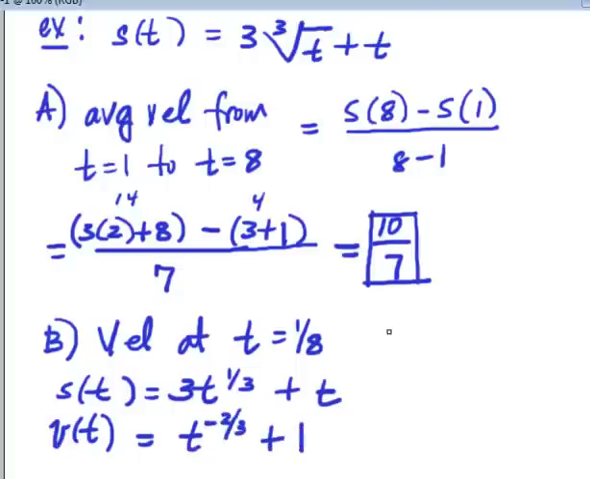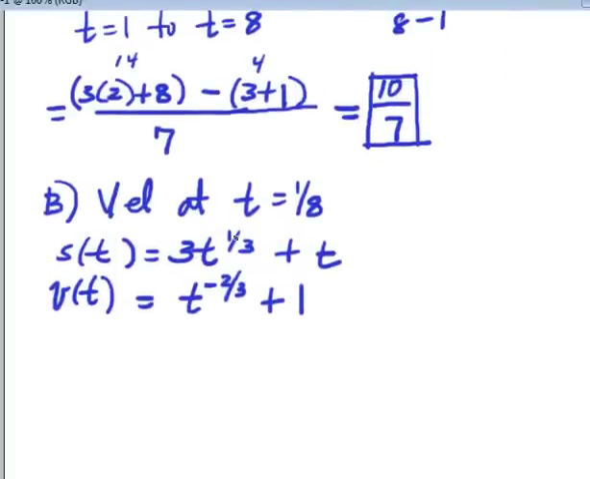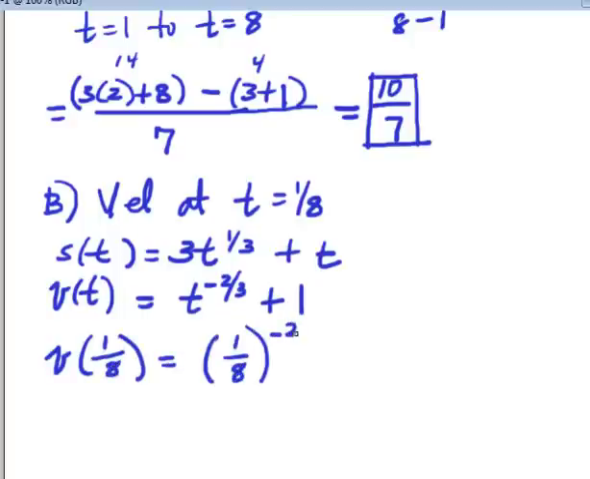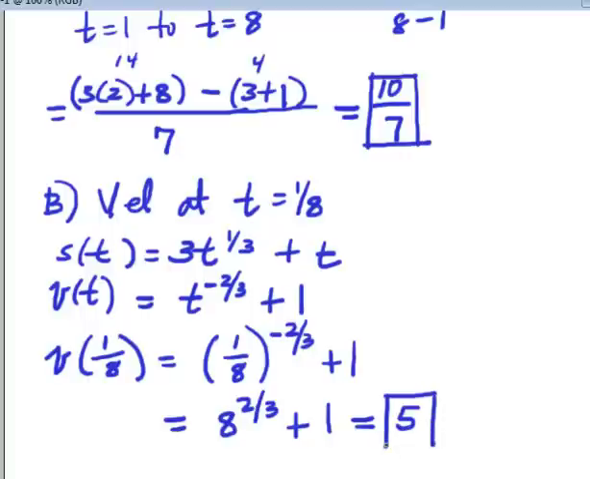So now we want the velocity at t is equal to 1/8. So let's just substitute in 1/8. So we're looking at v of 1/8. So that's equal to 1/8 to the minus 2/3 plus 1. And that's 8 to the 2/3 plus 1. Right, the cube root of 8 is 2. 2 squared is 4. 4 plus 1 is 5. So the velocity is 5.